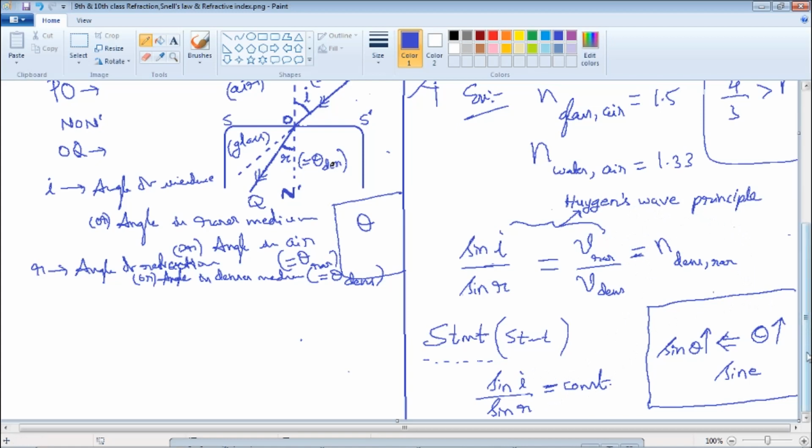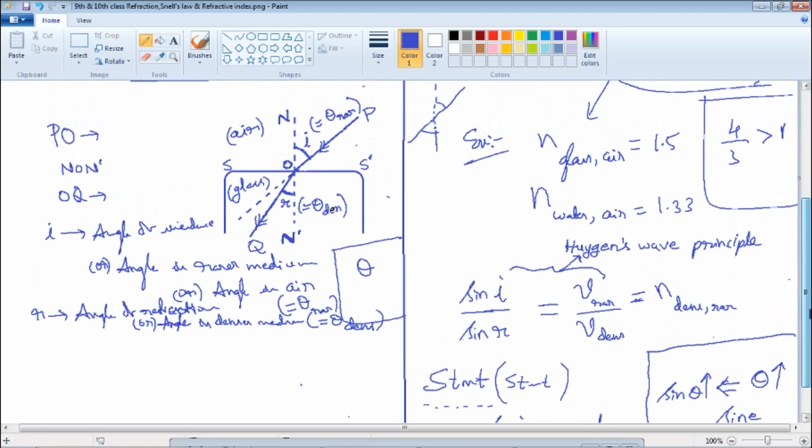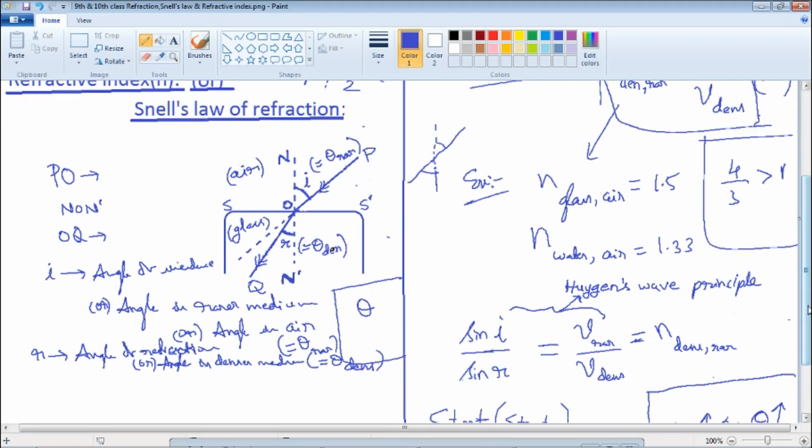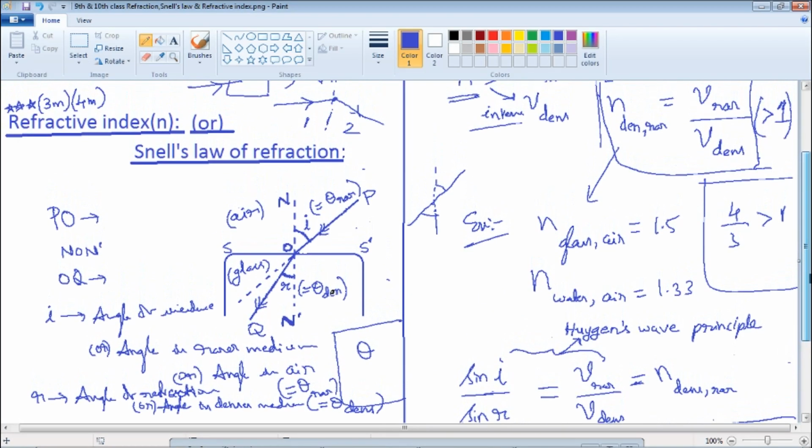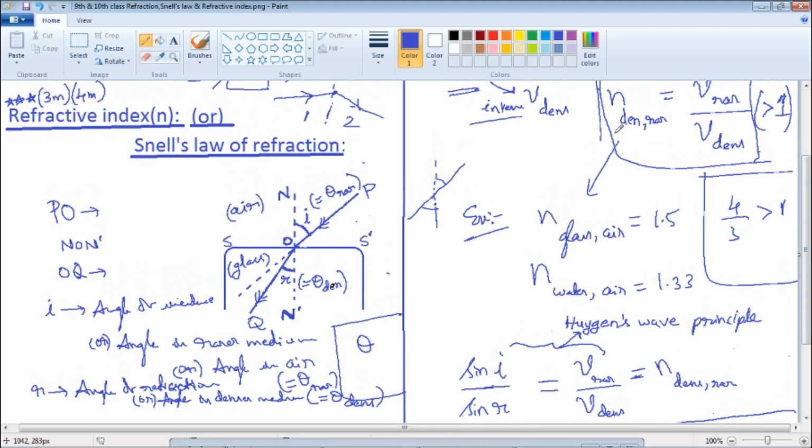So that's the thing about Snell's law of refraction and the definition of the refractive index, the present topic. Now observe one small thing here. Just observe this particular equation again. Here we have two different definitions for the refractive index of denser medium with respect to rarer medium. It's defined as the ratio of velocity of light in the rarer medium divided by velocity of light in the denser medium. This ratio itself is called the refractive index of the denser medium with respect to rarer medium.